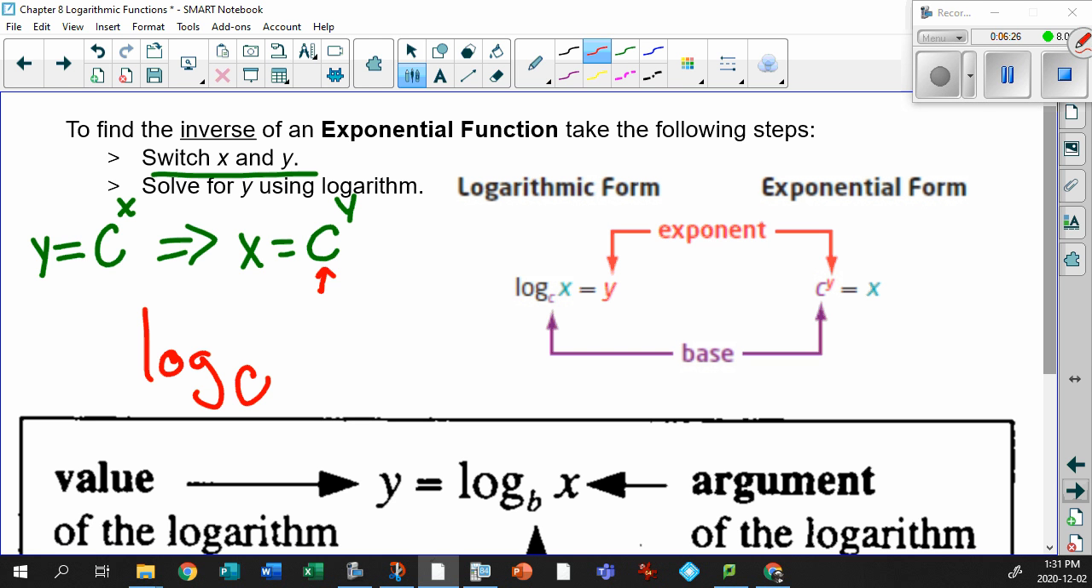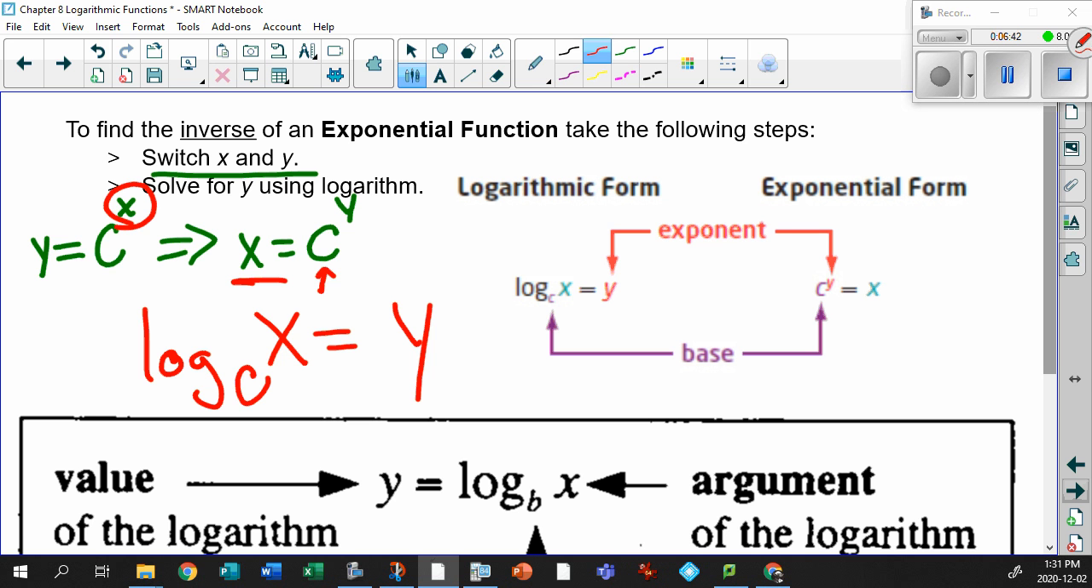Now, the other thing you have to remember is that you're going to want to solve for this y. So let this be equal to x. That's going to be your new y. That's how it works. It's that simple, folks.